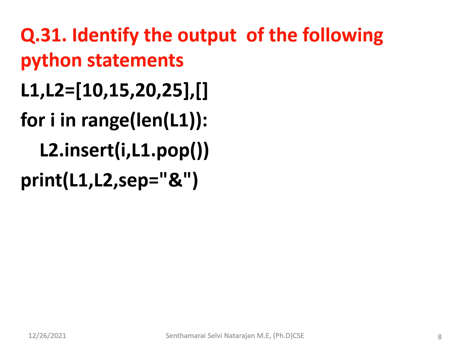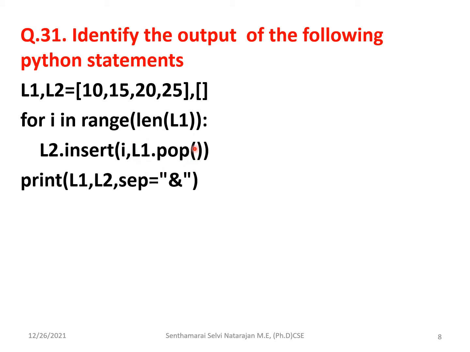Next, the 31st question. Here they are asking to print the output. You see here two lists are there. L1 has elements and L2 is an empty list. So starting from the range according to the length of L1, you are going to insert the elements into the list L2. The elements to be inserted are from L1.